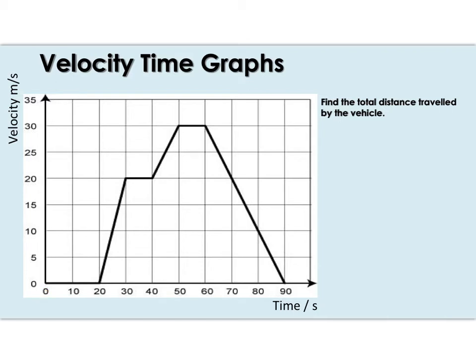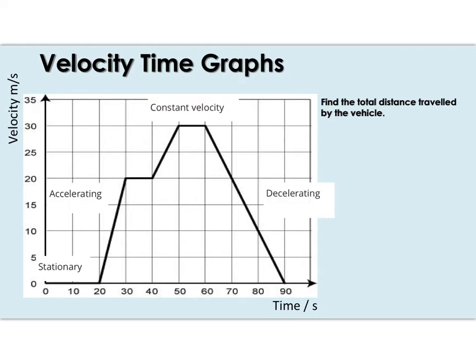So you can see between 0 and 20 seconds, that object is not moving because the velocity is 0 meters per second. Between 20 and 30 seconds, that object is going to accelerate. It's going to go from 0 to 20 meters per second. Between 30 and 40 it travels at a constant speed, which is 20 meters per second. It will then accelerate again between 40 and 50 seconds up to a new speed of 30 meters per second, which it travels at for a further 10 seconds between 50 and 60 seconds. It will then decelerate to 0 between 60 and 90 seconds, and that's shown by this line going down here.